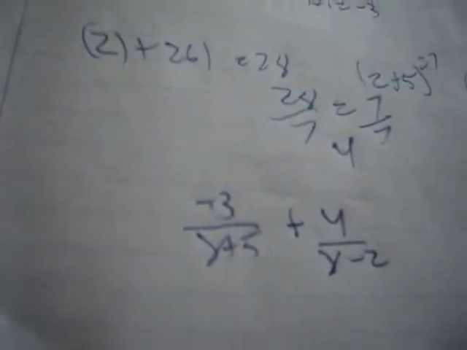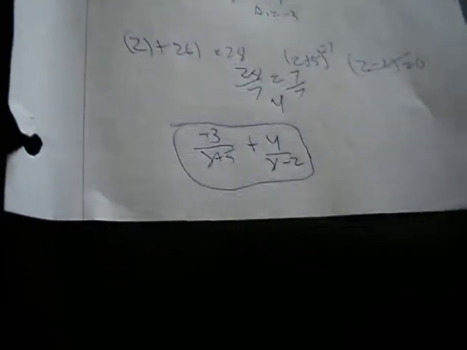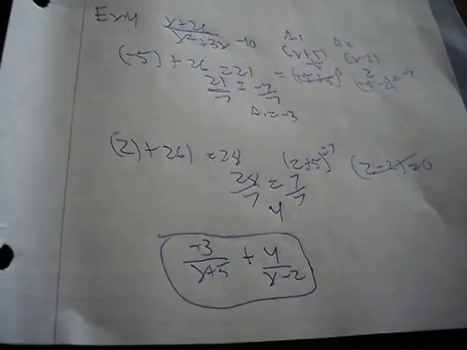So plug it all back in: negative 3 over x plus 5, and add 4 over x minus 2. Alright, since we found our answer, we did 4 examples. That should clarify everything. Not too hard here.